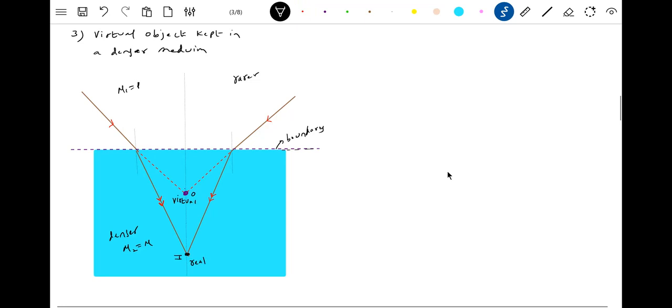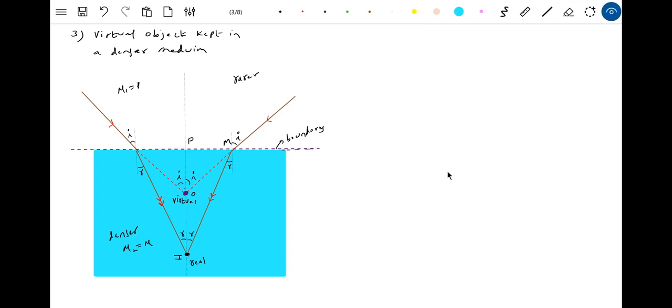Okay, there's a boundary. So again, the same symbols, everything. Let this be angle of incidence I. Let this be R. So this is the ray. After refraction, they will converge at this point. So the refracted rays, where they converge, that particular point of convergence will be a real image. When the refracted rays diverge from a point, the point of divergence will be virtual.